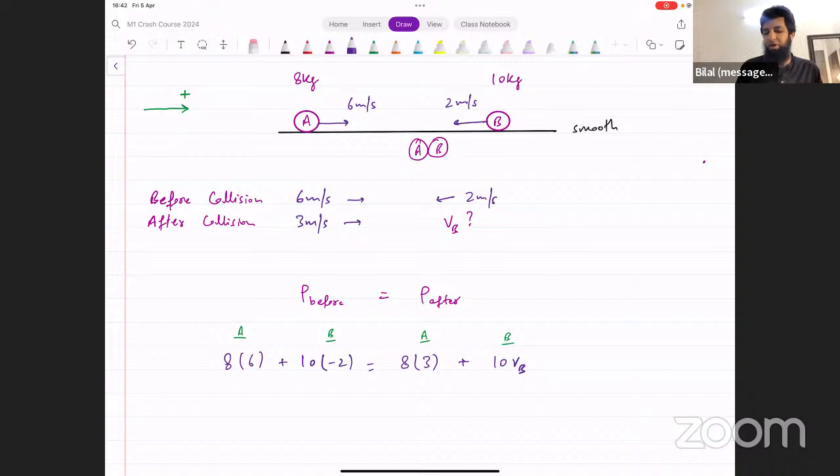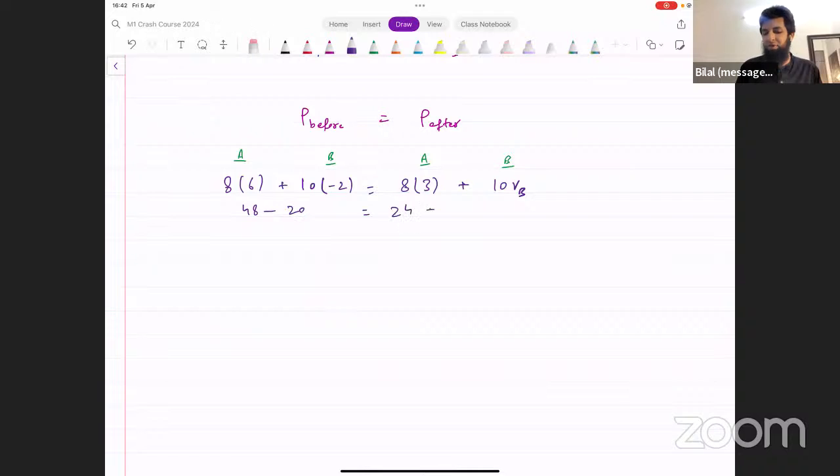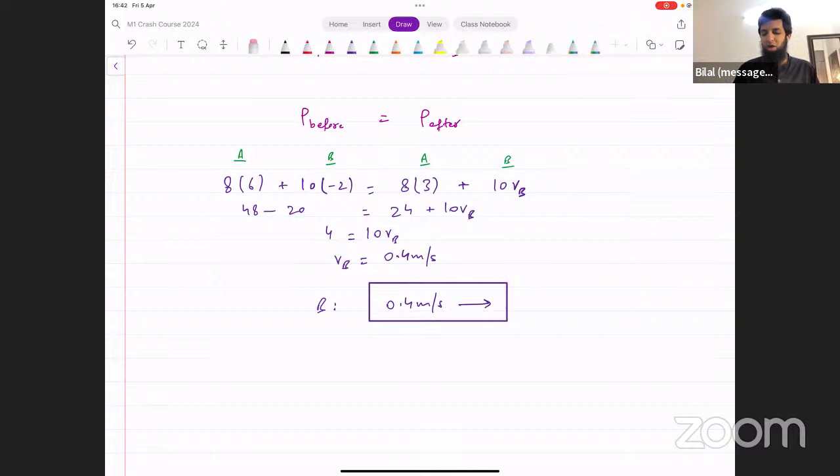That equals 24 plus 10 times VB. And that gives you 28 minus 24, that's 4. 4 equals 10 VB, and VB turns out to be 0.4 meters per second. What does that mean? B is moving at a speed of 0.4 meters per second to the right side after collision. That is what happens to B after collision. That's the velocity of B after collision, and it's moving to the right side.